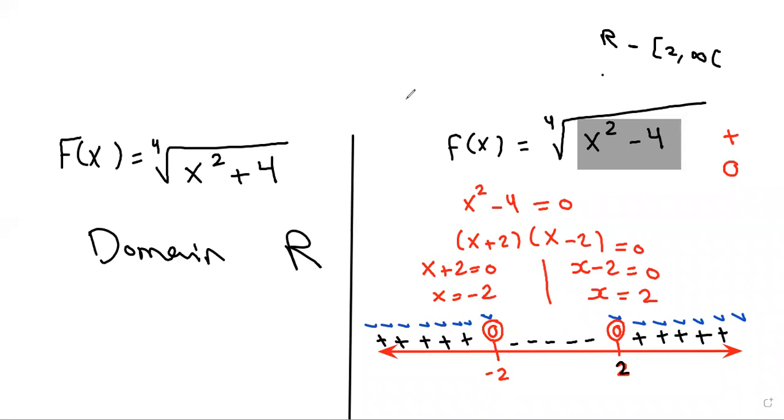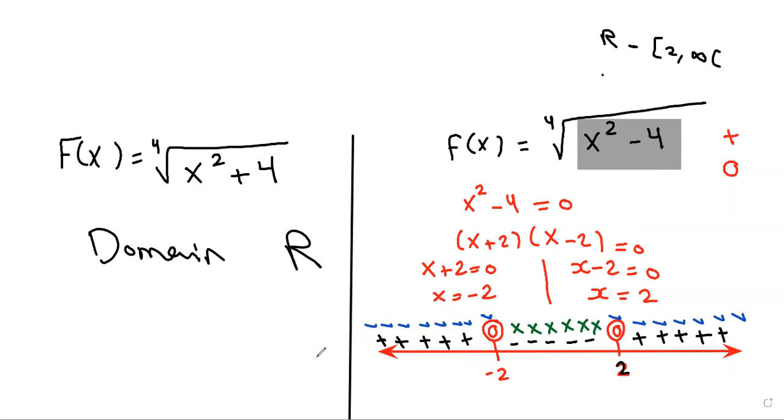We couldn't take them in the domain because they are negative values. So we couldn't take the values between -2 and 2. Do you know why? Because these values make the expression negative, the value of the expression.